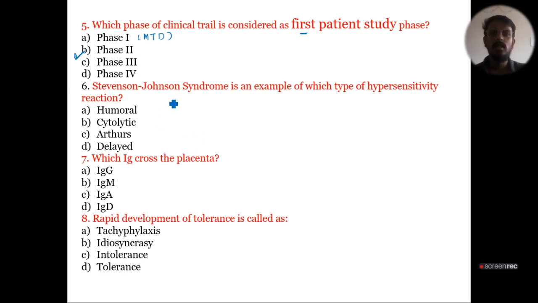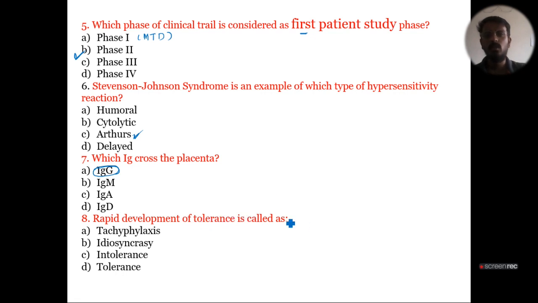So in phase 2, we basically consider patients for the clinical trial. Next one is, Stevens-Johnson syndrome is an example of which type of hypersensitivity reaction? Stevens-Johnson syndrome is a type 3 Arthus type. Which immunoglobulin crosses the placenta? That is IgG. IgG is the immunoglobulin which can cross the placenta.